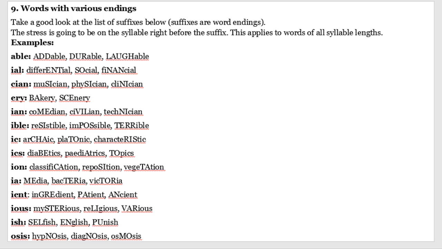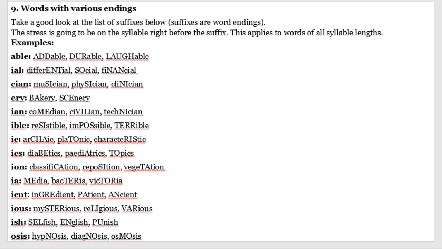differential, social, financial. 3. cian, musician, physician, clinician. 4. ery, bakery, scenery. 5. ian, comedian, civilian, technician. 6. ible, resistible, impossible, terrible. 7. ic, archaic, platonic, characteristic. 8. ics, diabetics, pediatrics, topics.